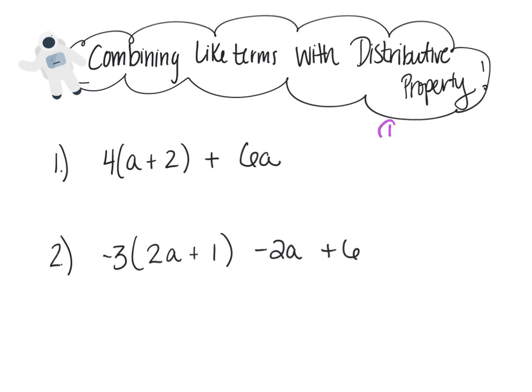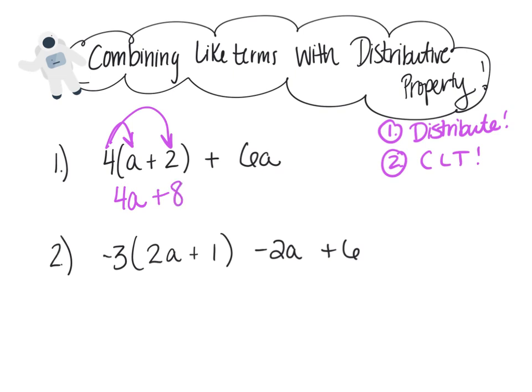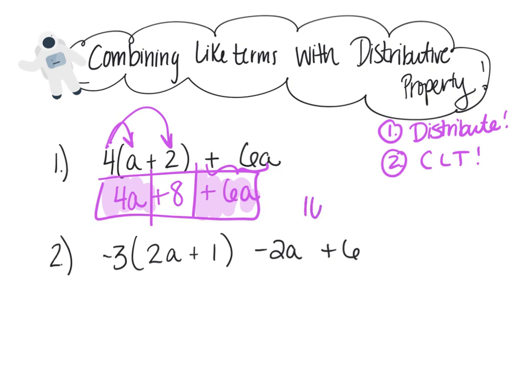Next up is combining like terms with the distributive property. So make sure for this, you distribute first, then combine like terms. So 4 times A is 4A. 4 times 2 is 8, plus 6A, right? Just bring everything else down. Now I can combine like terms. I can combine 4A and 6A to get 10A, and then 8, you just rewrite it because you can't combine it with anything. So 10A plus 8.